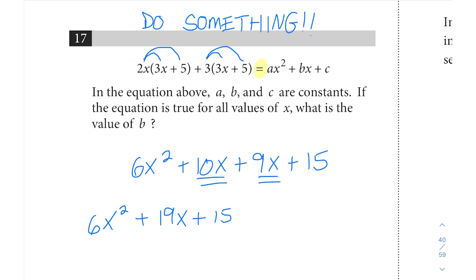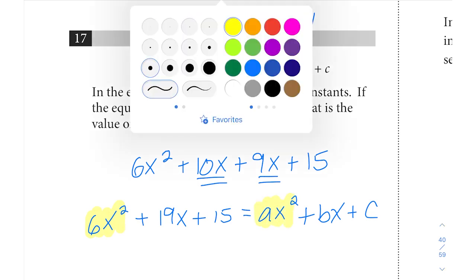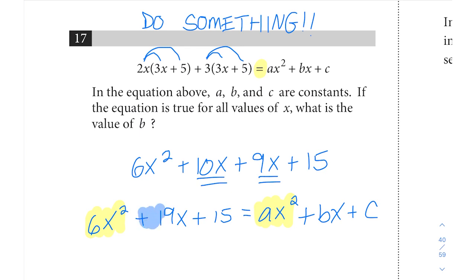So now we know that in the original question it said that this left side is equal to the right side. And if we write that in, we have equals ax squared plus bx plus c. And now a lot of times, even if we weren't sure at the beginning, it starts to become a little bit more clear that these two terms, the 19x and the bx, have to be equal to each other. And these two terms, the 15 and the c, are equal to each other.